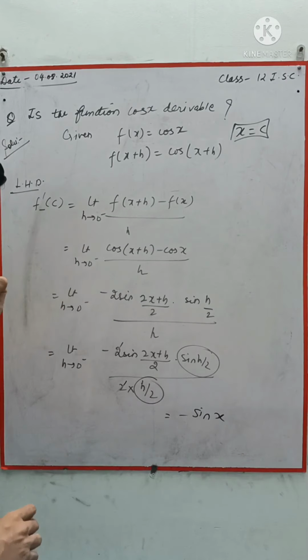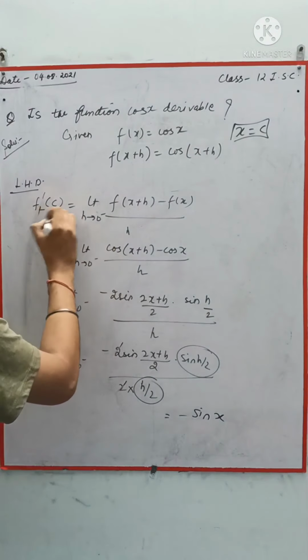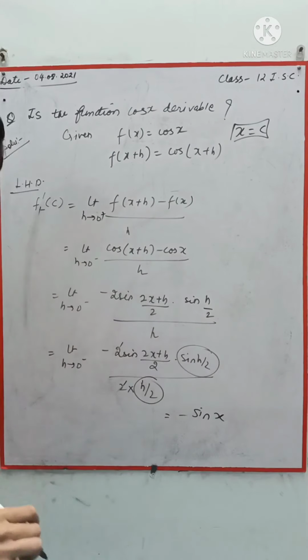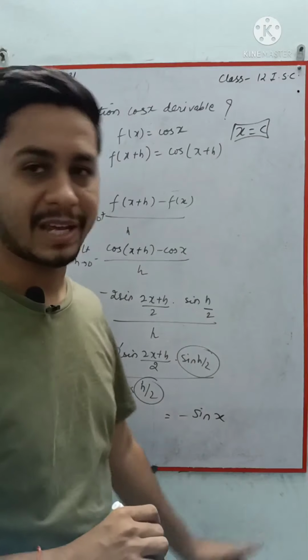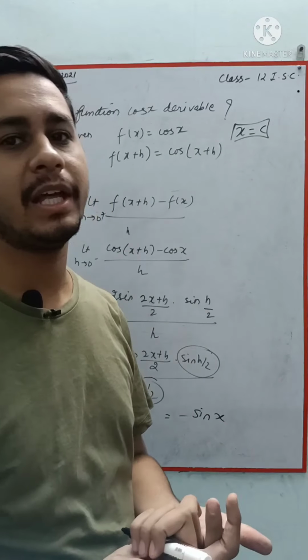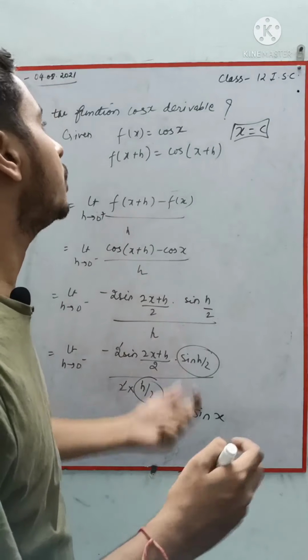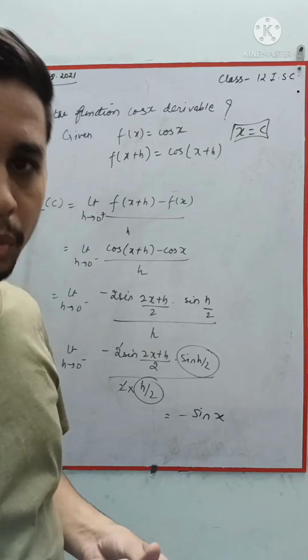Okay, so we got minus of sin x. When you go for the positive case, you will get the same answer, that is, minus of sin x. So if LHD is equal to RHD, then we can say that it is differentiable. Similarly, you have to go for the other cases also.